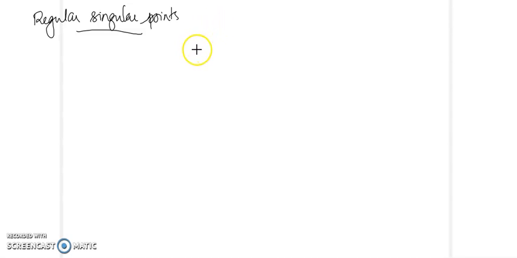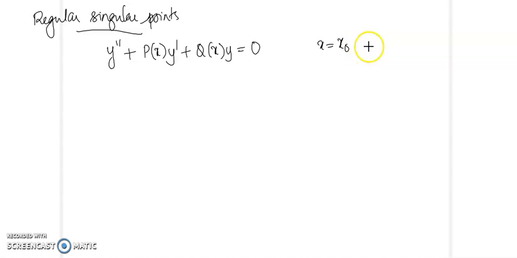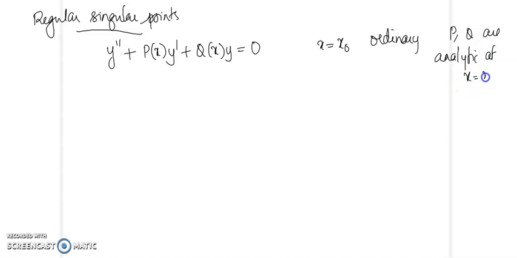Hello, so in today's class we'll look at what is called a regular singular point. So consider the second order differential equation y double dash plus p of x y dash plus q of x y equal to 0. Here, if the functions p and q are analytic at a point x equal to x naught, it is said to be an ordinary point. They must be analytic at x equal to x naught.